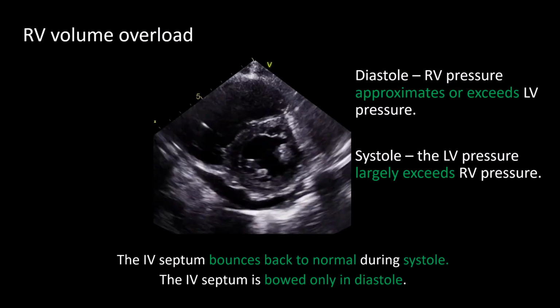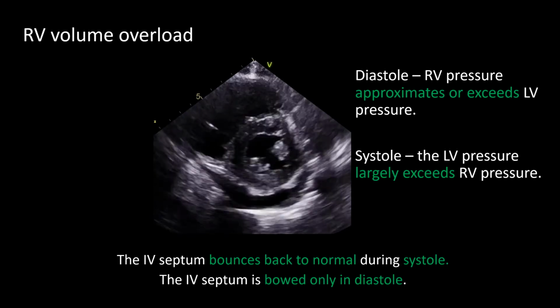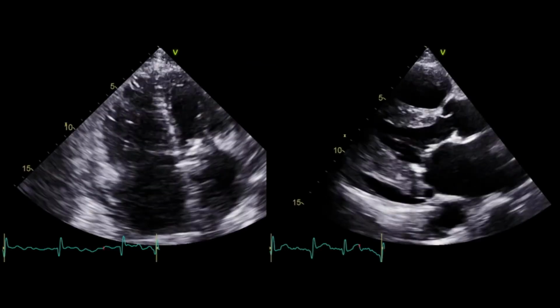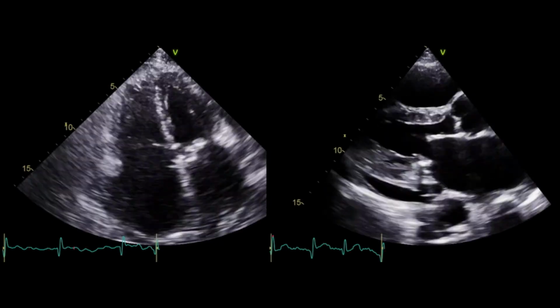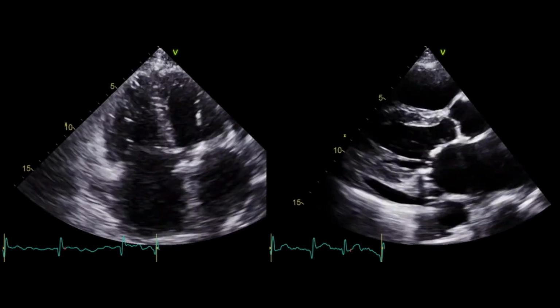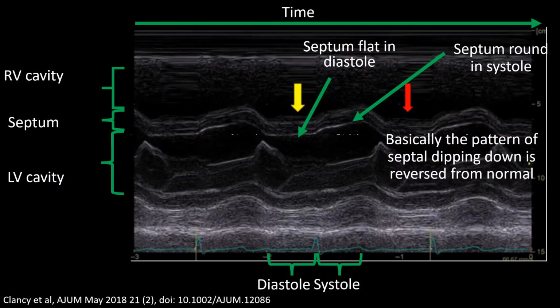M mode can also be used to validate these findings, as it makes systole and diastole appear simultaneously and thus may be easier to compare. You can pause the video to better look at this M mode tracing. The highlight here is that the septum is flat in diastole and bounces back up in systole. This is the reverse of the normal dipping of the septum during systole.